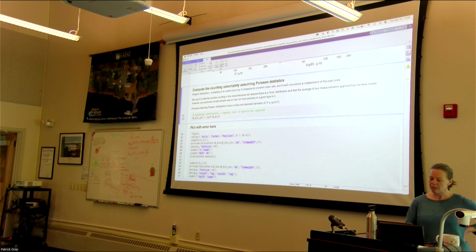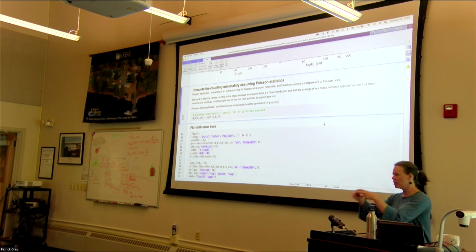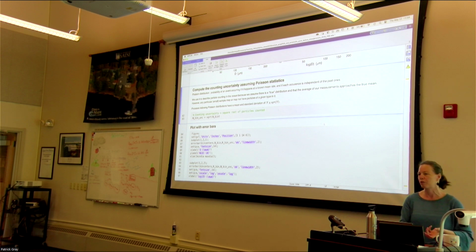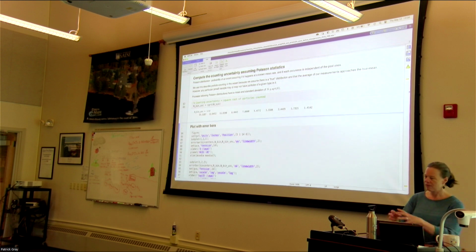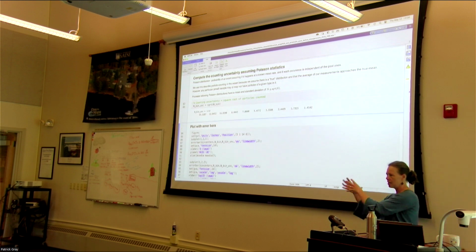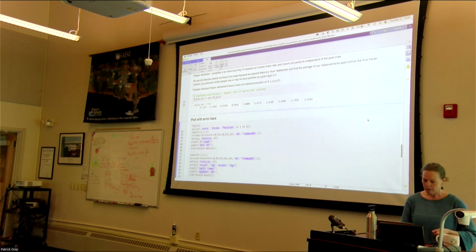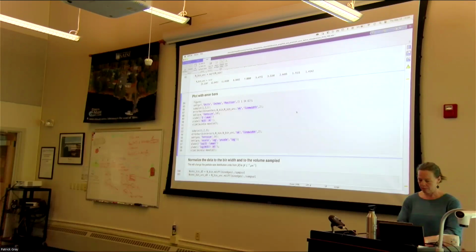So for our counting uncertainty, we're going to assume that the uncertainty, across independent realizations of the same sample, should be the square root of the count. So we'll compute that. We've got this mean count in each size bin, and the square root of that count is the uncertainty in that size bin. And so now we can use that assumed Poisson counting error as our uncertainty.